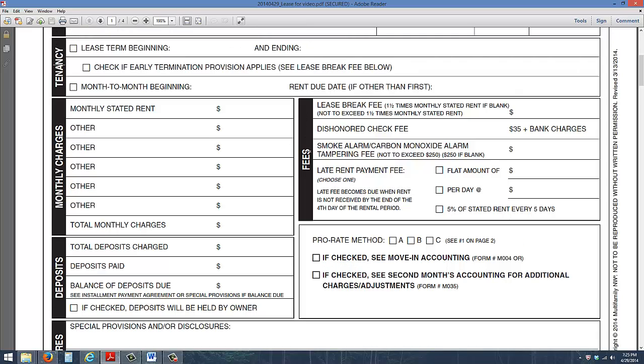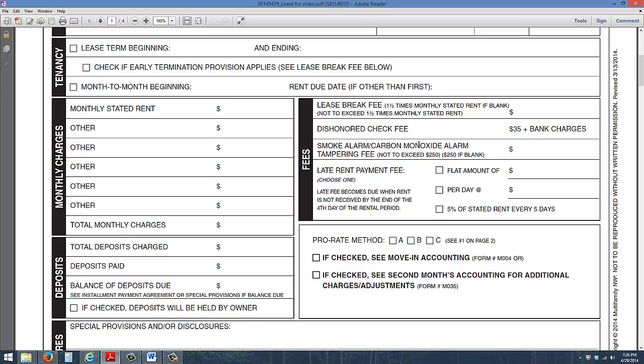Over in this section, we deal with fees for the rental agreement. Over here it talks about a lease break fee, and we'll get into that later in the agreement. Over here it talks about dishonored check fee. That means if you write a check to us and it doesn't clear, we will charge you $35 plus any bank charges.